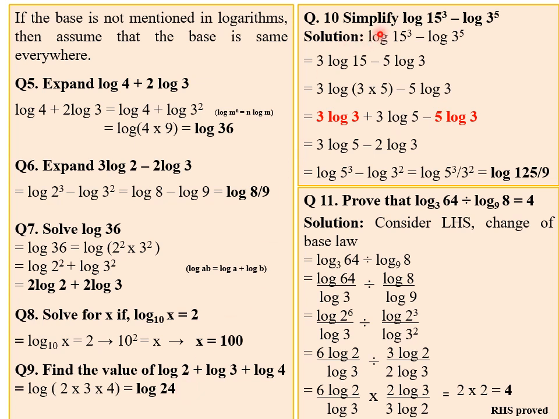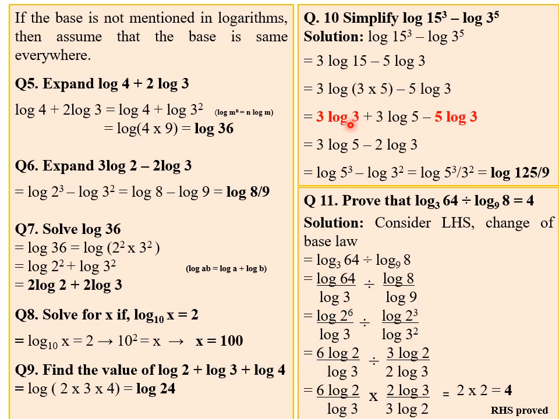Moving on, simplify log 15 to the power 3 minus log 3 to the power 5. Here, because of this exponent, you are going to take it as a product, 3 log 15. Again, this exponent 5 will be taken as a product, 5 log 3. So here 3 log 15 is split as 3 into 5, 15. This is as it is. Now, because this is in the form of log m into n, you are splitting it as log m plus log n. This is the split term for this one particular term. 3 log 3 plus 3 log 5 minus, as it is, 5 log 3.